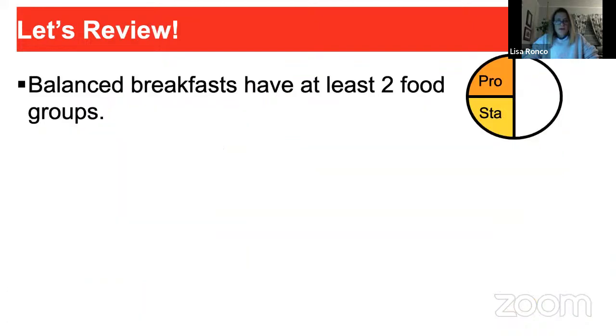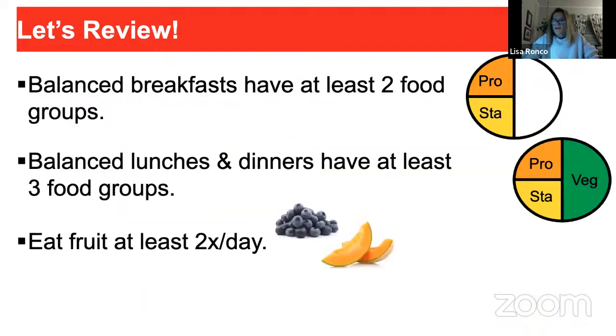That's a nice colorful plate. Balanced breakfast, at least two food groups, protein and starch, like we saw with the oatmeal and the walnuts. And you can combine them all. You should at least eat two fruits a day. So I always like to tell folks you should try and get at least a combination of a colorful five.